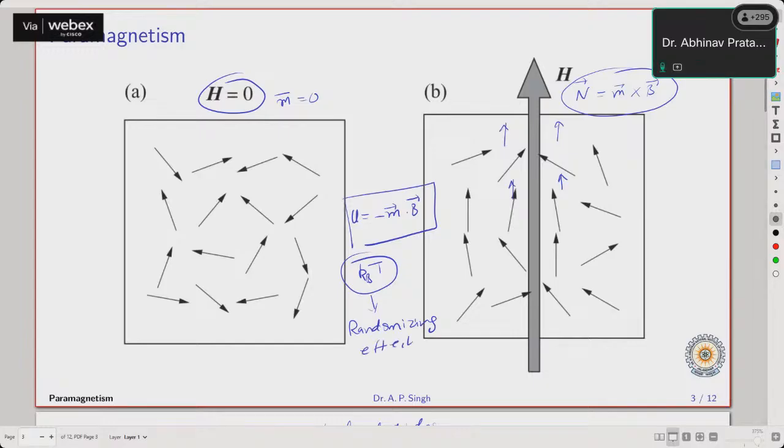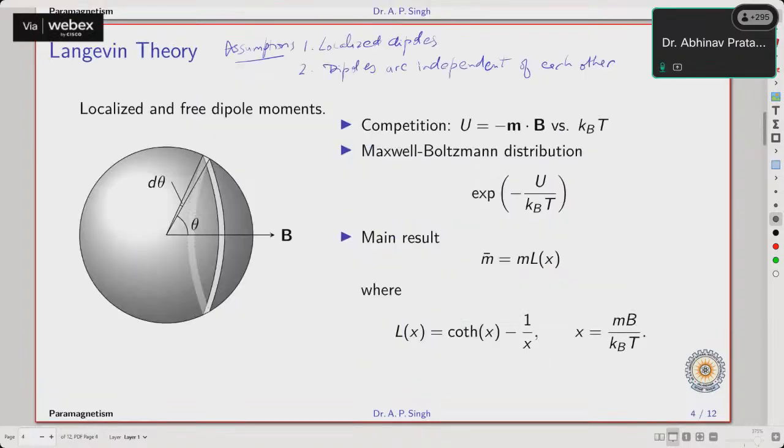So you will find that there are two competing forces here. One tries to create order, and the other tries to create disorder. Dipoles are basically torn between these two competing interactions: one tries to align everything in one direction, and the other tries to randomize everything. So in Langevin theory you have minus m dot B, which is the magnetic energy of the dipole in the presence of the magnetic field, and the other one is the thermal energy.